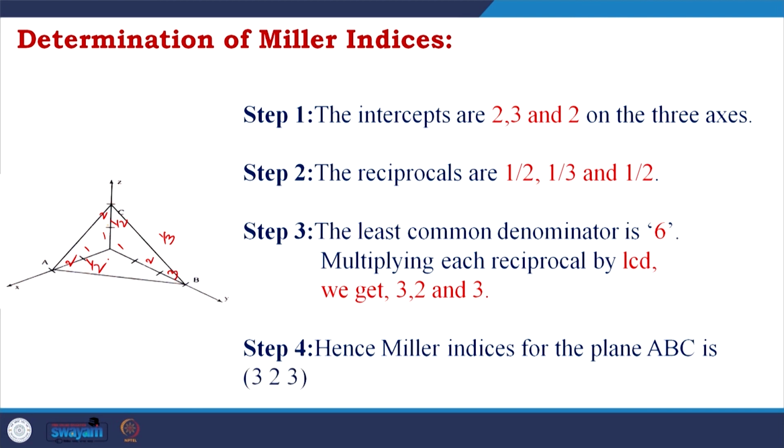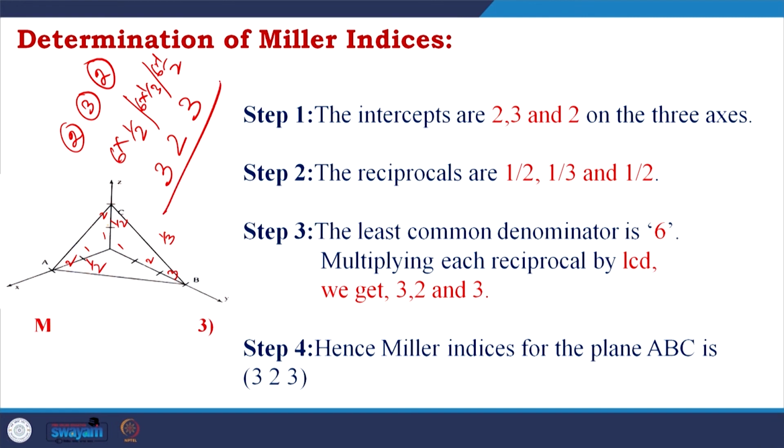So, you get the intercepts, you get 2 on the x axis, you get 3 on the y axis and you get 2 on the z axis. So, you will get 1 by 2, 1 by 3 and 1 by 2. Now, you have to make them integers. So, you multiply by 6. So, you get 3, 2, 3, that is the Miller indices.